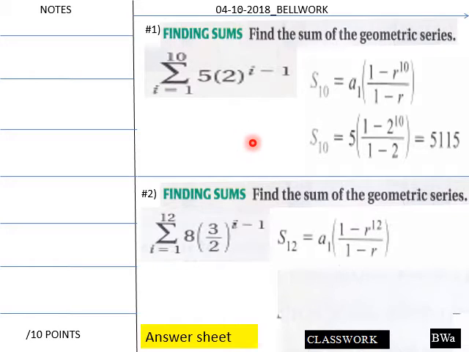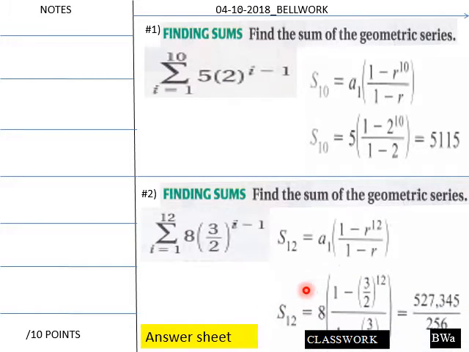And then number 2, again, here is our formula for this summation, and then here is our plug-in for it. S12 equals 8 times 1 minus 3 over 2, but this is to the 12th power. And then you get this number here, 527,345 over 256. So you should have that number, student.